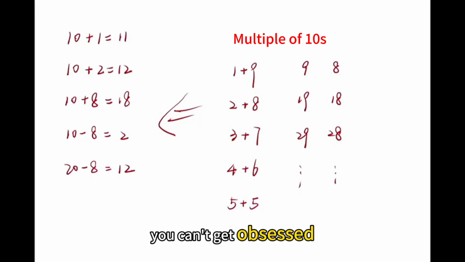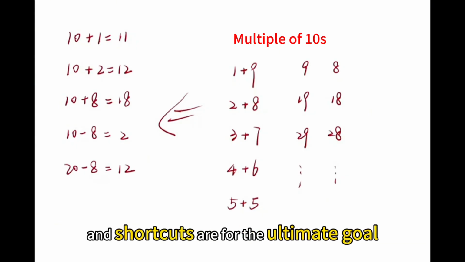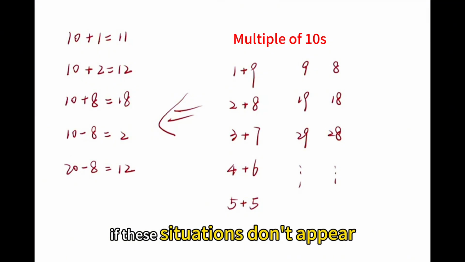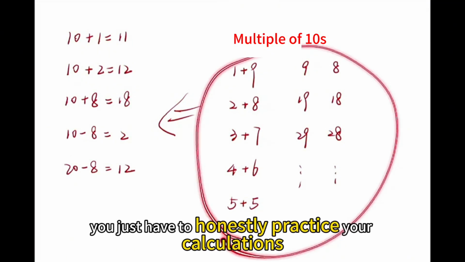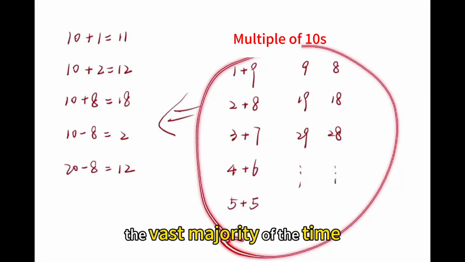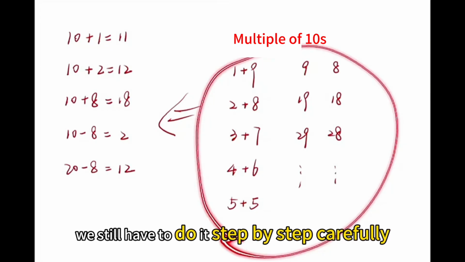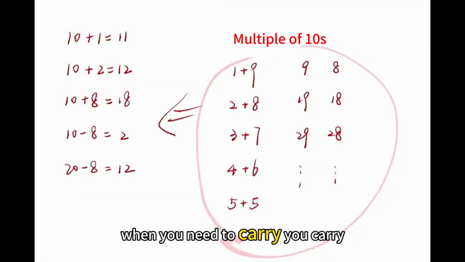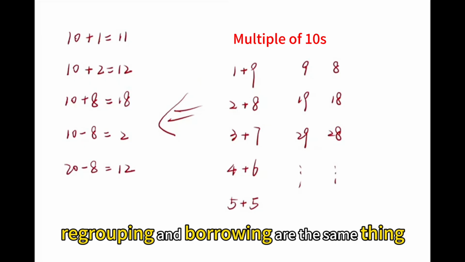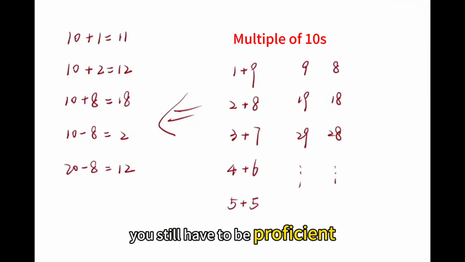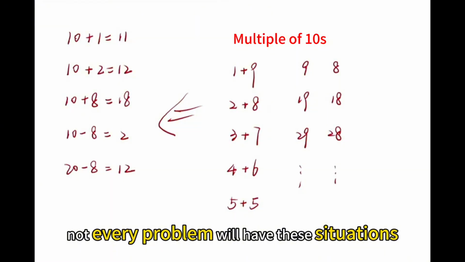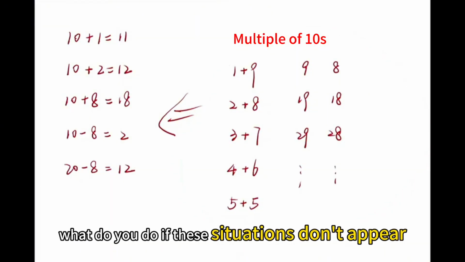You can't get obsessed. All calculation tricks and shortcuts are for the ultimate goal, which is to be faster and more accurate. If these situations don't appear, then you just have to honestly practice your calculations. Because in the process of practicing calculation, the vast majority of the time, we still have to do it step by step carefully. When you need to carry, you carry. When you need to regroup, you regroup. Regrouping and borrowing are the same thing. You still have to be proficient in our fundamental calculation skills. Not every problem will have these situations. What do you do if these situations don't appear?